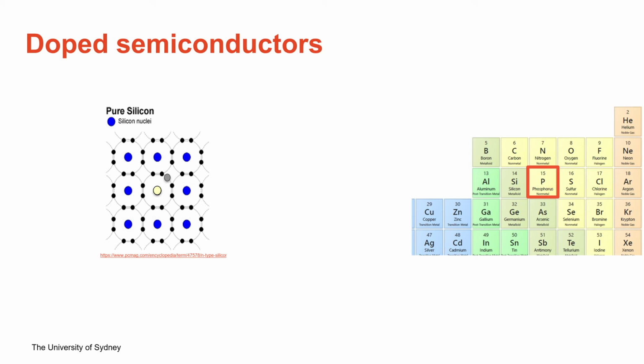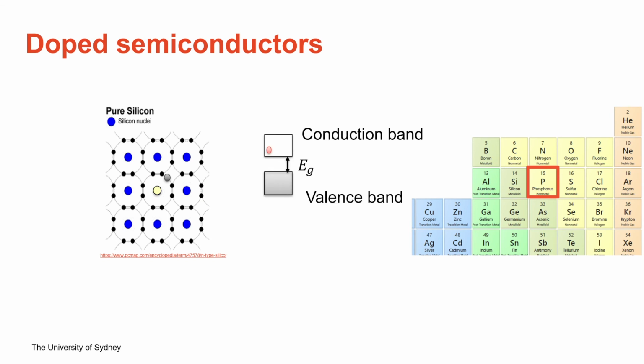So if you replace the central atom here with a phosphorus atom, now suddenly you have one extra electron that doesn't quite fit in the valence band anymore. The valence band is full already, remember? So that electron is pushed up to the conduction band. And so now we have one electron in the conduction band where there was none before. So now we have one electron in the conduction band without having a hole in the valence band. That is called an N-type semiconductor, and they are very important in electronics.